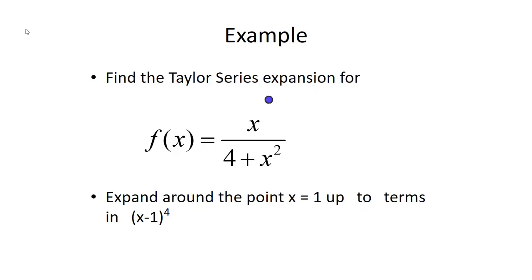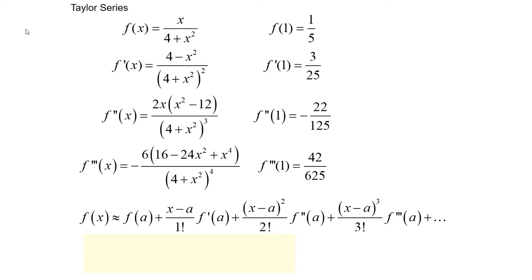We'll take the function f of x is equal to x over 4 plus x squared. We're going to expand this as a Taylor series around x equals 1 up until the term in x minus 1 to the power 4. Now, rather than write out the detail of every single term, here is the calculation that we do. Each time we differentiate, we use the quotient rule.